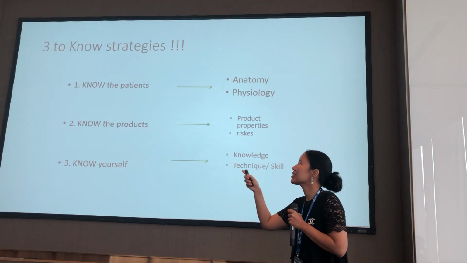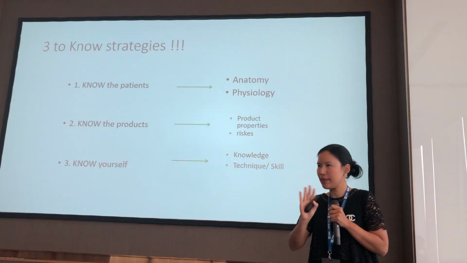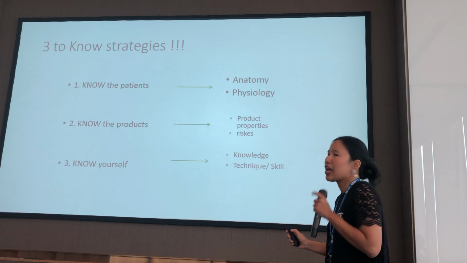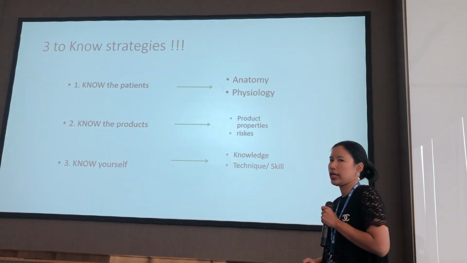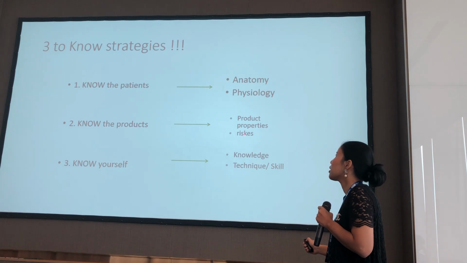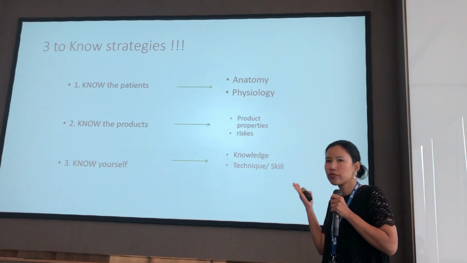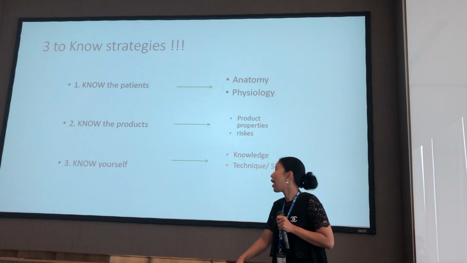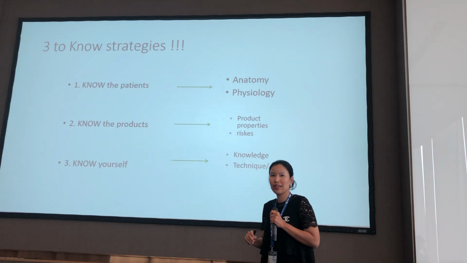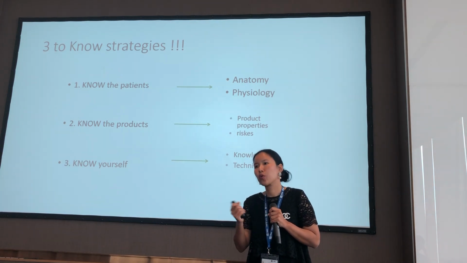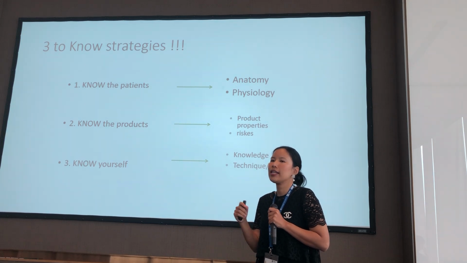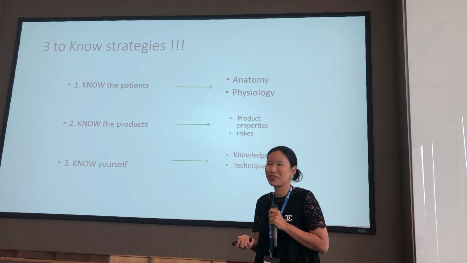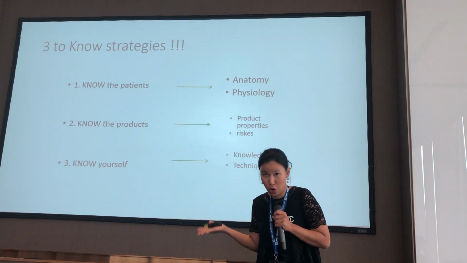And this is a three-to-know strategy that you should keep in mind in every single procedure. You have to know your patients, know their problem, the anatomy and physiology of them. You have to know the product, the properties of the product, the risks, the complications of the product, and how we can correct that. You have to know yourself. You have to know your own knowledge and technical skill. You have to evaluate yourself accurately. Do not do any procedure that is beyond your competency just for money. You understand this, right? Okay, because we are doctors.